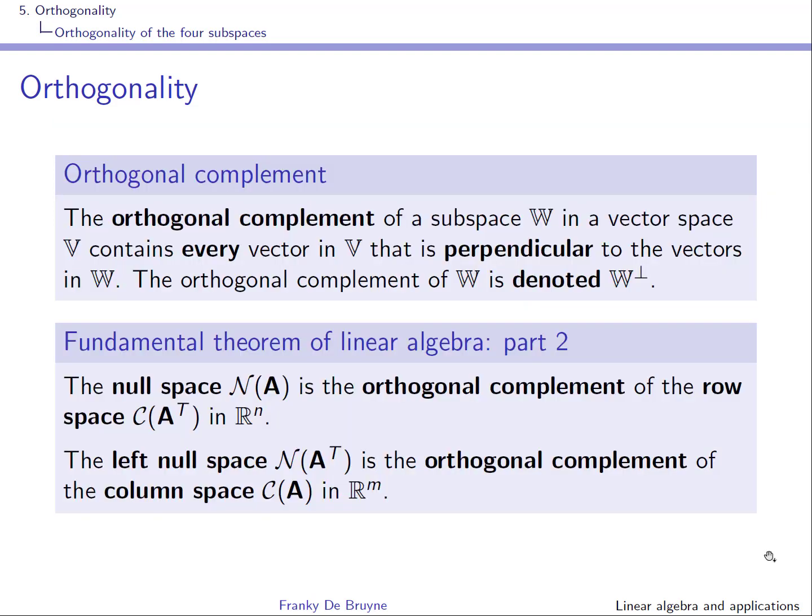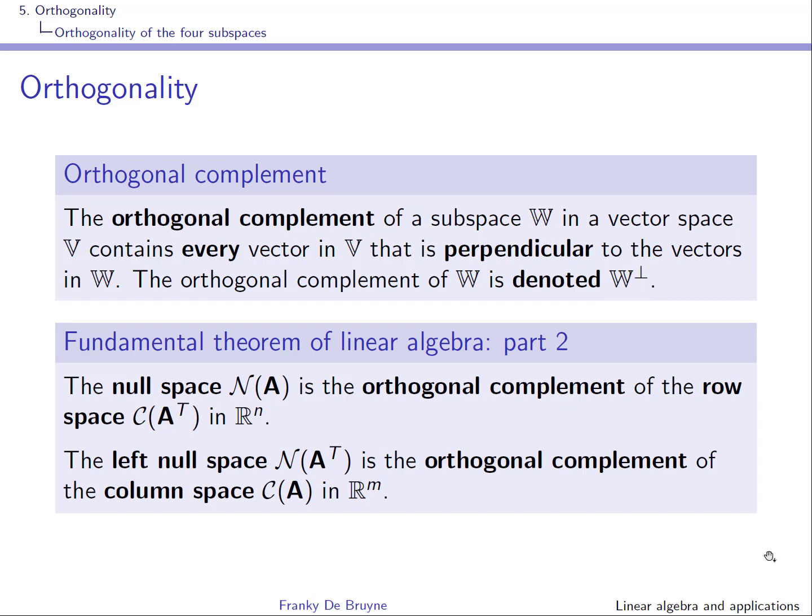So let us take a subspace W of a vector space V. The orthogonal complement of W in V, and it will be denoted like this, is the set of all vectors in the vector space V that are perpendicular to the vectors in W. And this leads to the second part of the fundamental theorem of linear algebra.